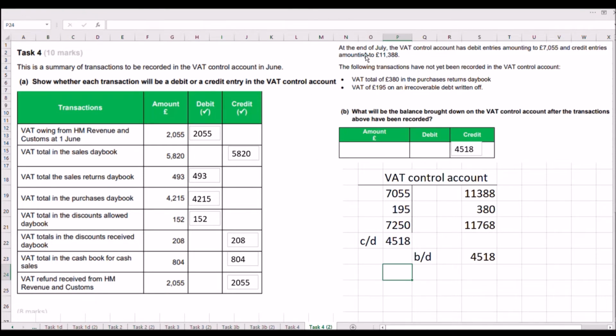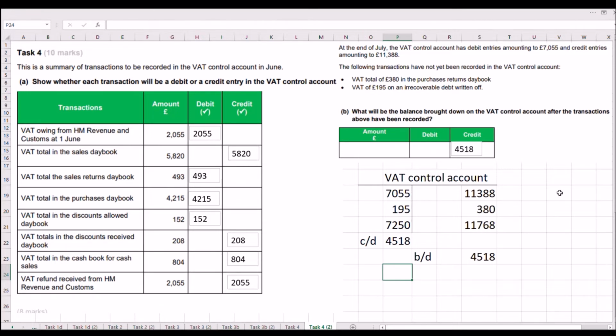And then the second one is, at the end of July, the VAT control account has these debit entries and these credit entries. The following transactions have not yet been recorded, so VAT total in the purchases returns day book. If we're going for purchase returns, debit the trade payables control account, because we're no longer going to have to pay that. Okay, then credit purchases returns and credit VAT, so that one is a credit in here.